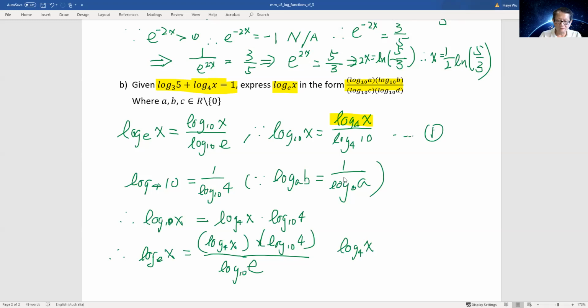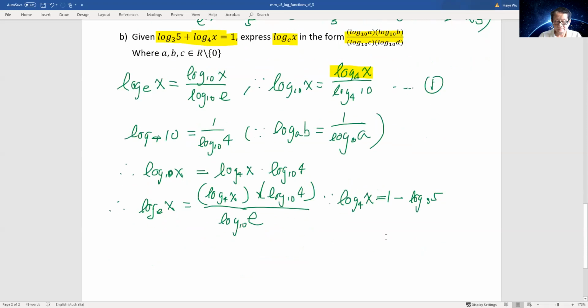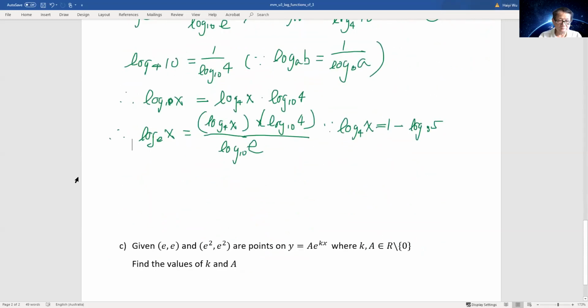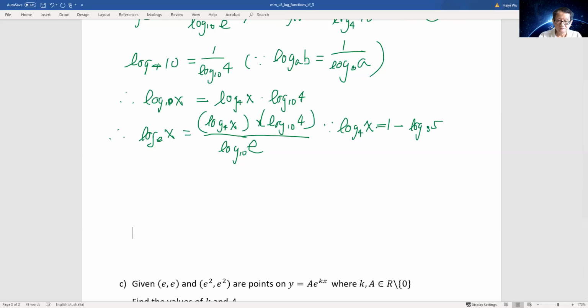So we're going to use the condition, because log 4 base x equals 1 minus log 3 base 5. So we're going to continue on. Therefore, for log 4 base x, we want to get rid of the 1, so I'll change it to log 3.